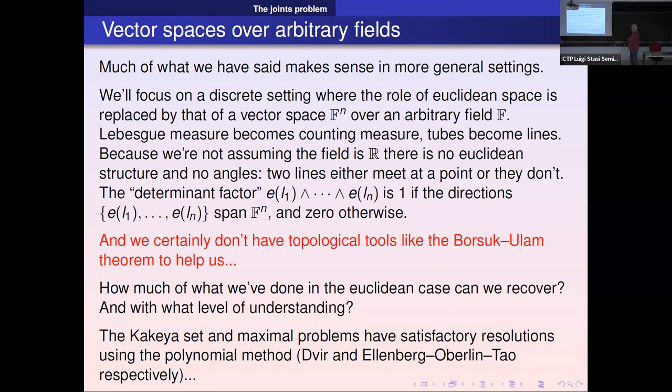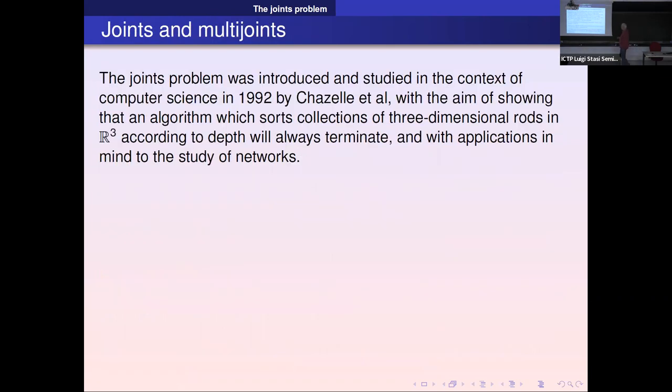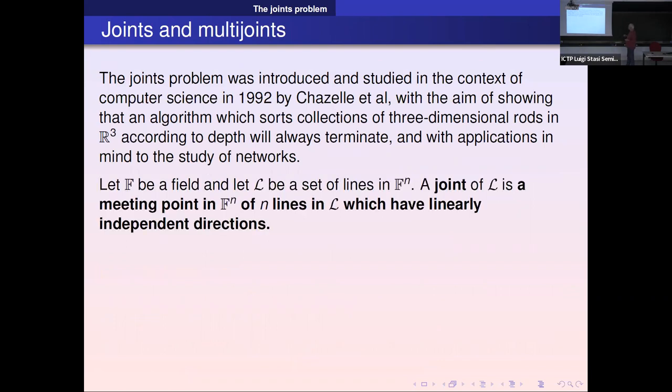The Kakeya set and maximal problems have satisfactory resolutions using the polynomial method, from Dvir and Ellenberg, Oberlin and Tao, respectively. So I don't want to focus on those. I want to think more about the analog of multilinear Kakeya. And the analog of multilinear Kakeya in this setting is joints and multijoints.